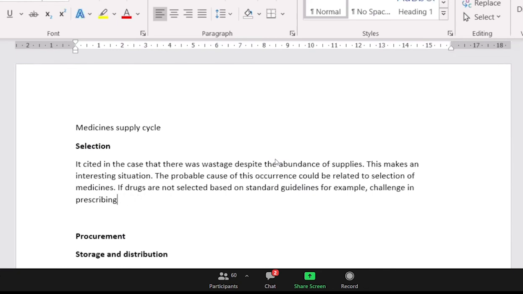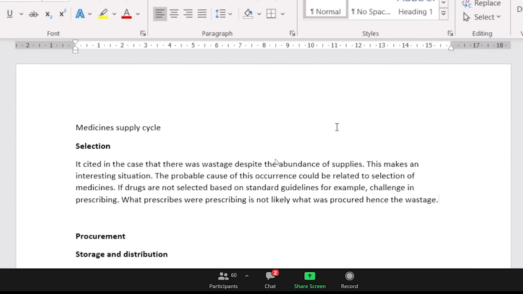You can say full stop, then you say what prescribers were prescribing is not likely what was procured, hence the wastage.